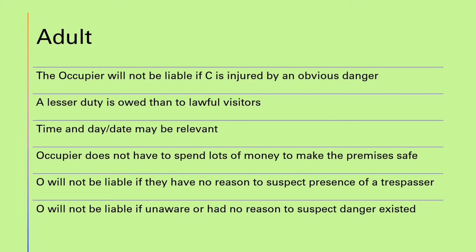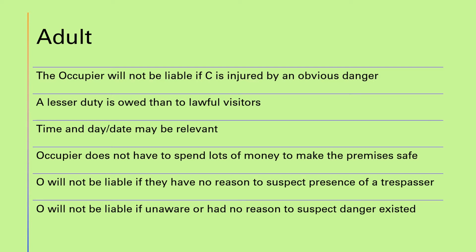Now, the occupier as well doesn't have to spend lots of money to make the premises safe. This goes back to that test in negligence, in which we look at when we have fallen below the standard of the reasonable person, the practical precautions element. Practical precautions need to be taken, but if you need to go above and beyond, it's no longer reasonable, so you don't need to do that as an occupier. And again, Tomlinson and Congleton Borough Council proves this point.